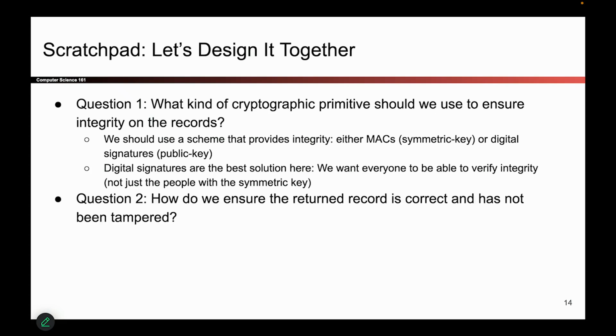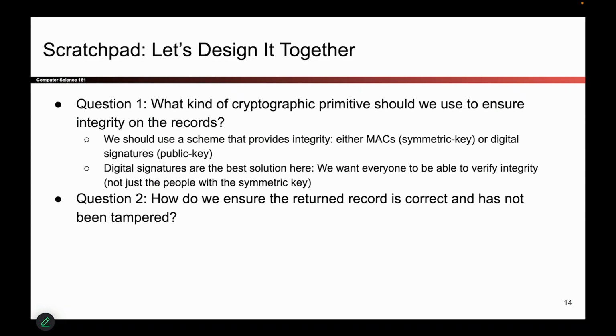So here's our second design question. When someone sends you a record, how do you know that the record is correct and that nobody has tampered with it? So how do you actually use digital signatures to check if a record is correct? We know the scheme we want is digital signatures, but how is it actually used?